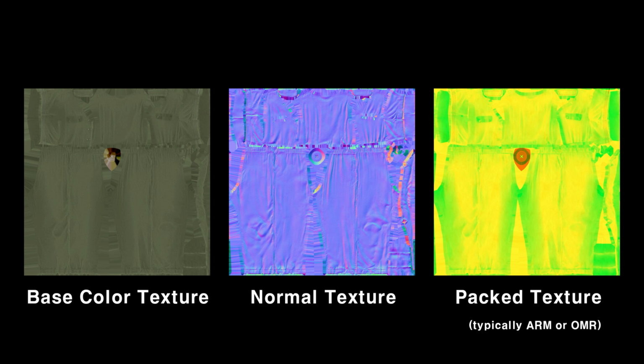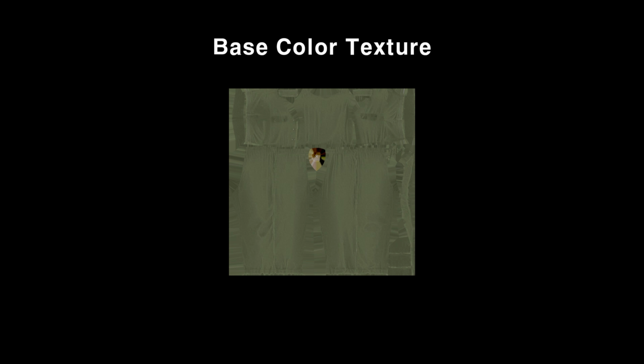In most cases, you'll work with three types of textures: a base color texture, a normal texture, and a packed texture, typically ARM or OMR. Each of these textures serve a different purpose. Let's start with the base color texture. This texture defines the model's base color and surface patterns. You can create it using your preferred software such as Substance 3D Painter or Adobe Photoshop.